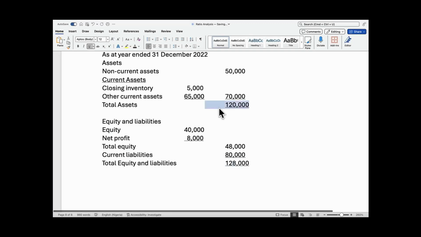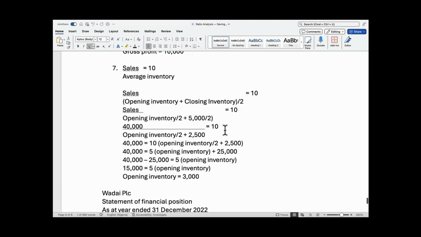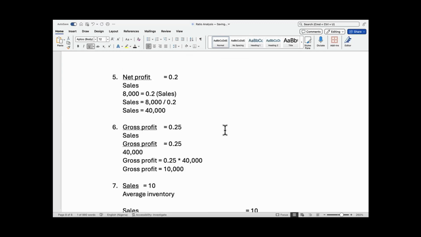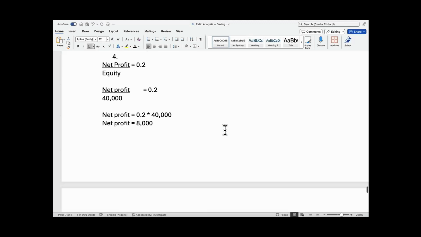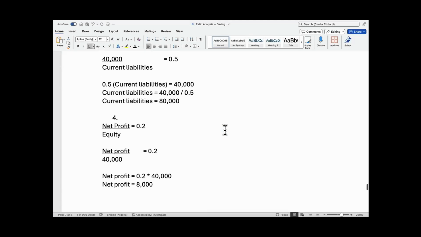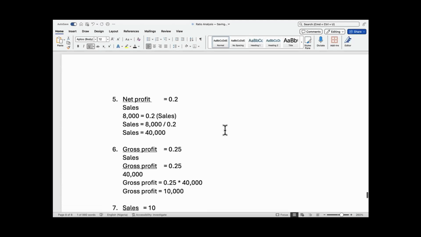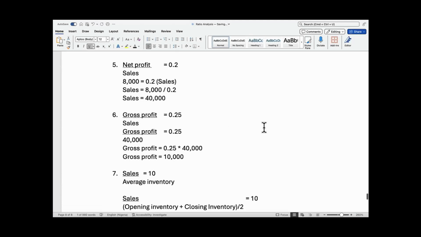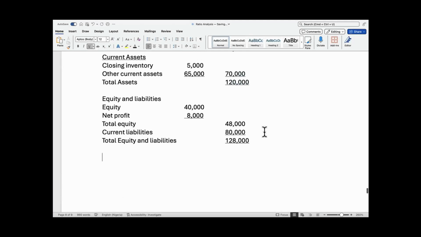Well, I expected this to be equal, but it's not equalizing. There's no way I can confirm because I was not given a trial balance that would tell whether it should balance. Okay, we don't have time for that. So let's go to the statement of profit or loss. Wadai PLC.